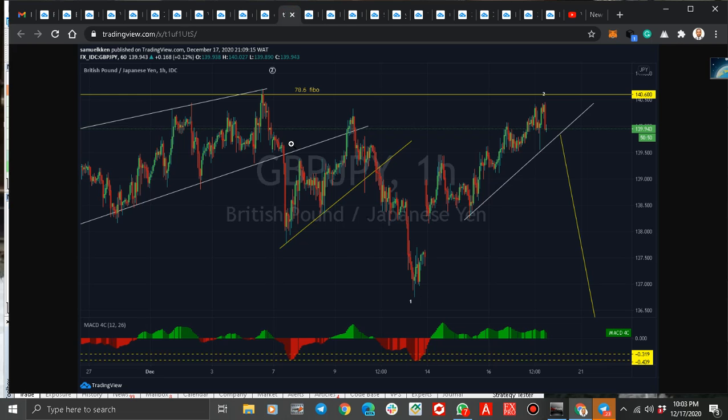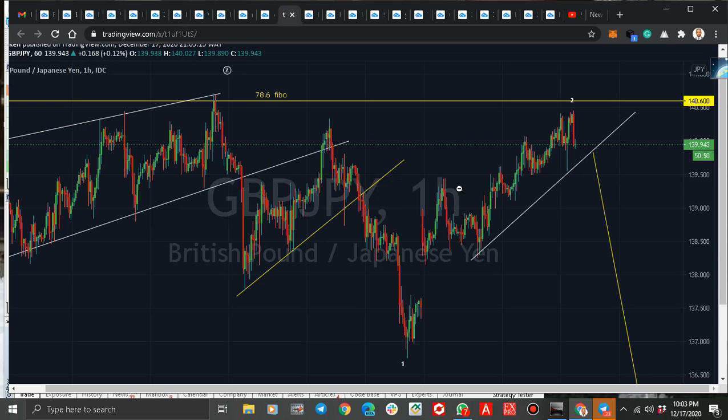Okay. On 1 hour, nothing more. On 1 hour, I'm only waiting for the break of this trend line, and I will enter sell. As simple as that. So no count, nothing to analyze on 1 hour. Okay.